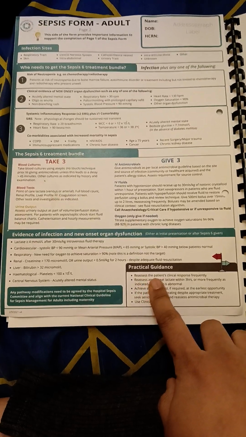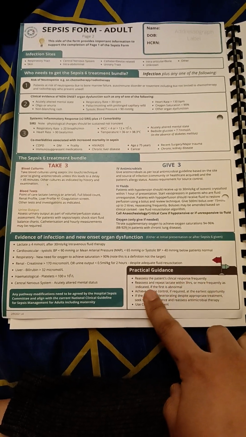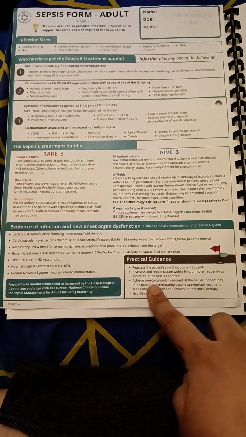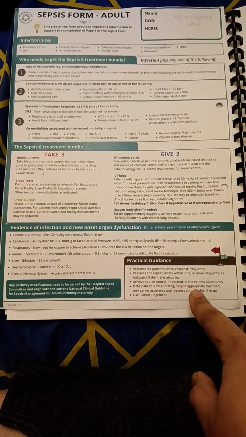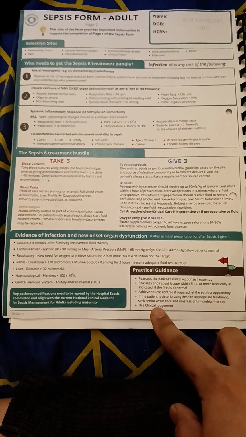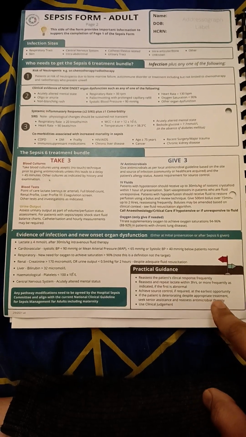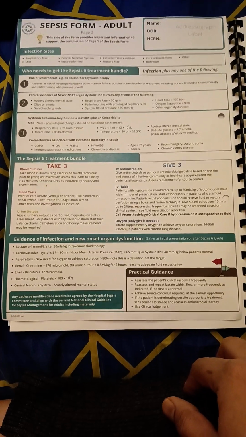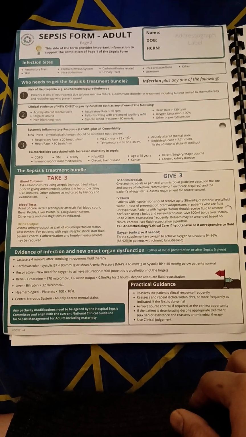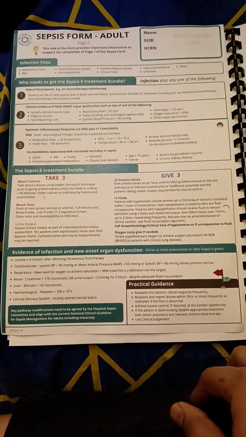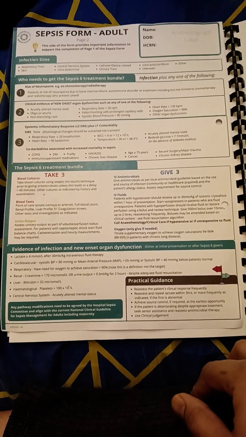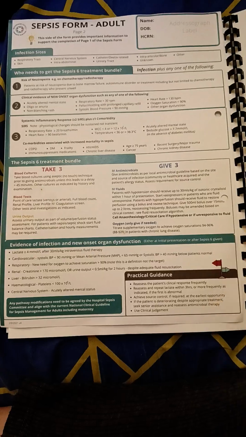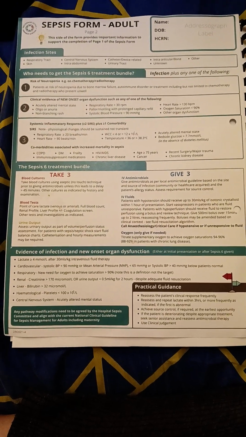This is also important. You have to reassess the patient's clinical response frequently, reassess and repeat within 3 hours or more frequently as indicated, and achieve source control if required at the earliest opportunity. Seek senior assistance, reassess antimicrobial therapy, and use clinical judgment. That is the sepsis form. So please keep in mind that once the scenario has been given, use the scenario and answer based on that. So this is the explanation for the sepsis form.